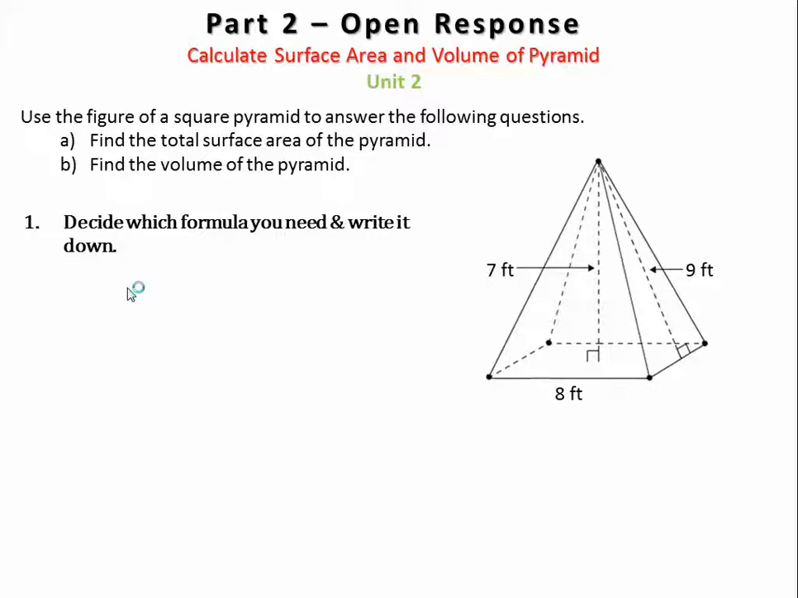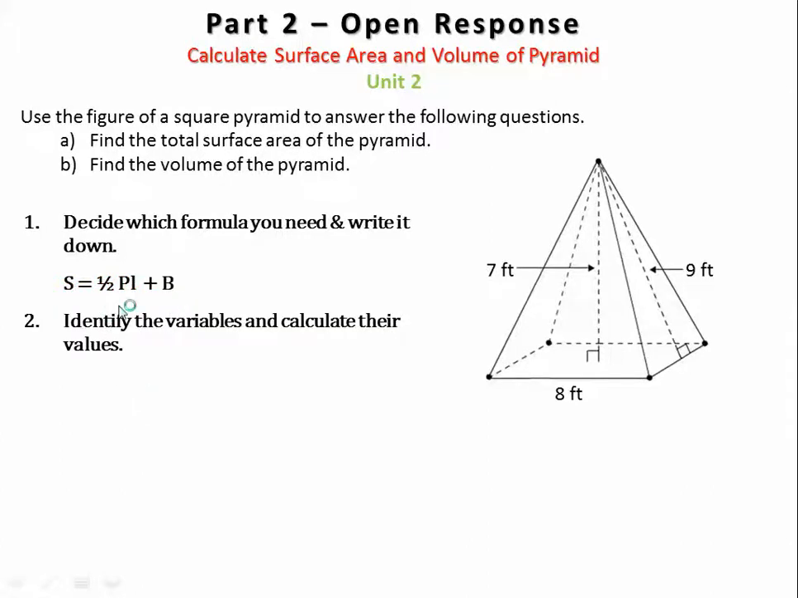So what you're going to do is look at your formula chart and decide which formula you need and write it down. Part A says we're going to look for the total surface area formula for a pyramid. And that's what it looks like. It says surface area equals half the perimeter multiplied by the slant height, and then I'm going to add to that the area of the base. So remember, capital P is going to equal the perimeter of the base. Capital B is going to be the area of the base.